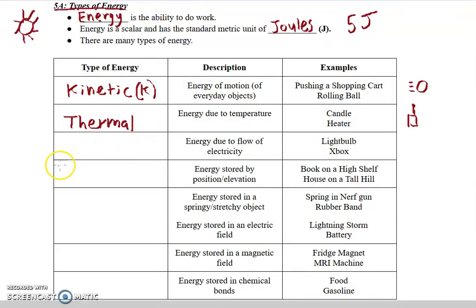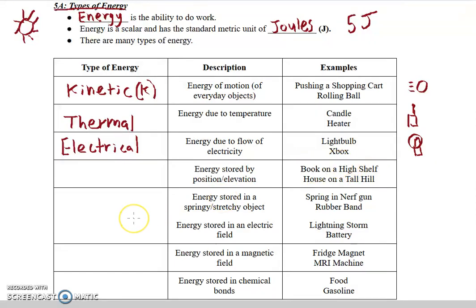The next one is electrical energy. So that is energy due to the flow of electricity. So if you have electricity flowing, you're going to say it has electrical energy. So some examples might be a light bulb, Xbox, anything electronic. So anything that runs on electricity, you'd say has electrical energy.